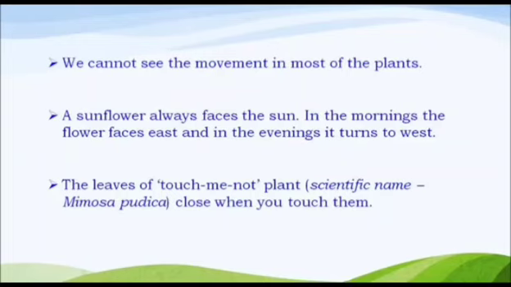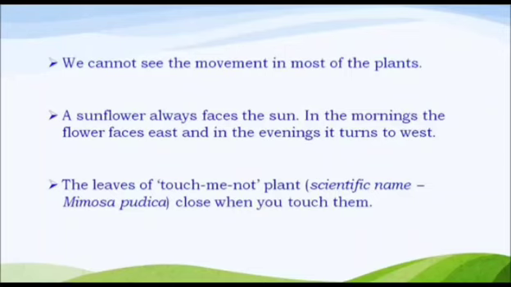Some plants do show movement. For example, the sunflower always faces the sun. In the morning the flower faces east, and in the evening it turns to the west. The leaves of the touch-me-not plant close when you touch them. So such plants show movement.